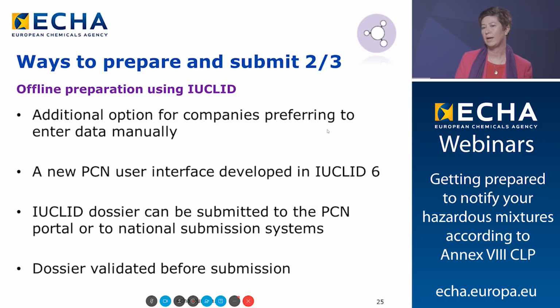The second way is through offline preparation using Euclid. This is an additional option for companies preferring to enter data manually. A new PCN user interface is developed in Euclid 6, and a Euclid dossier can be submitted to the PCN portal or to national submission systems. As this is supported by Euclid, dossier validation can also be checked before submission.